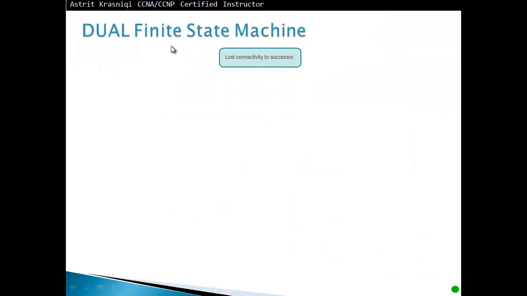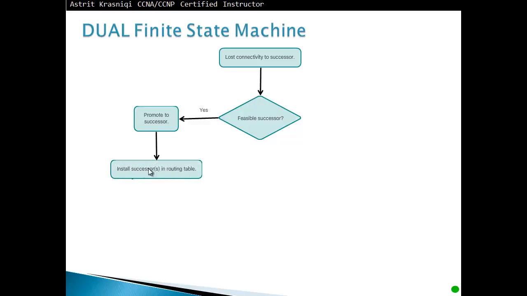So the DUAL finite state machine is: if you've lost connection to the successor, you don't have the successor anymore. What do you do? Alright, let's go. Is there a feasible successor? Is there a backup? If there is, I will promote that backup or that feasible successor to be my new successor. I will install that successor in the routing table, select the new successor, and then install a feasible successor if we find any new one.